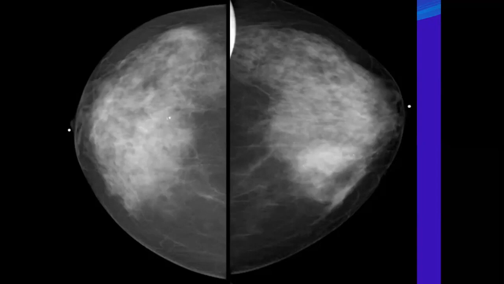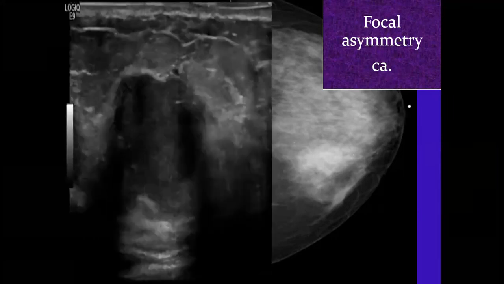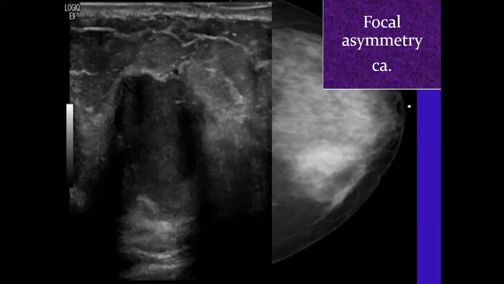So yes, this is a focal asymmetry. Either I'll do compression, and if the patient refuses, no need for compression. If the patient refuses, I'll proceed for ultrasound, since there is palpable abnormality. This is my patient. She has invasive cancer, okay?